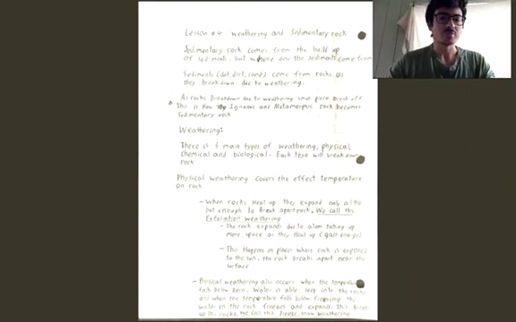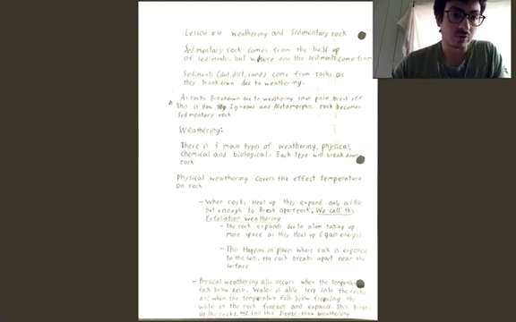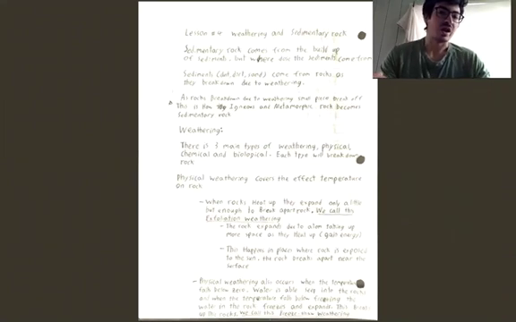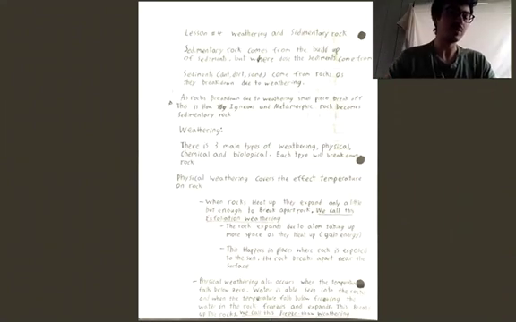Sedimentary rock comes from the buildup of sediments, which is what we went over yesterday or on Wednesday. But where do the sediments come from? So today we're going to focus on how these sediments build up and where the sediments come from.